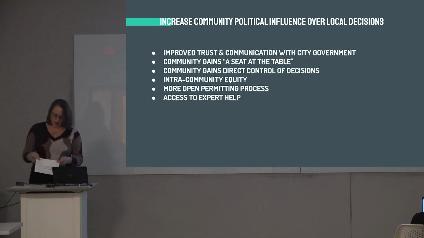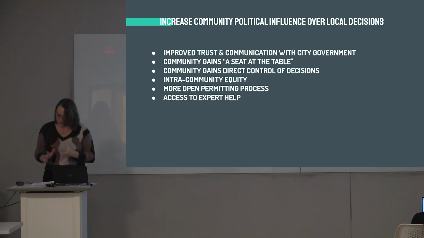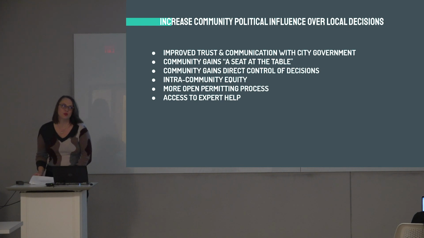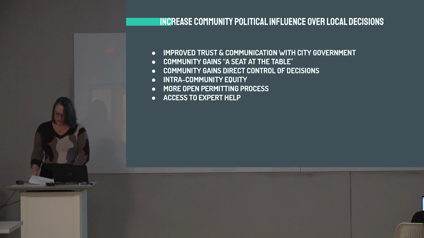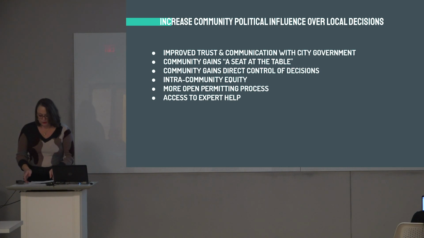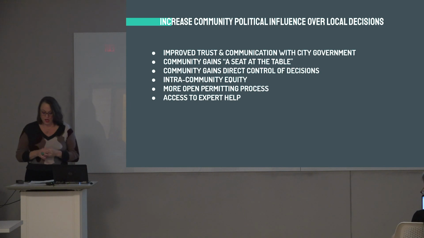Our second goal was, does it increase community political influence over local environmental decisions? We had six impact categories here. Those were, did the policy alternative improve trust and communication with the city government? Did the community gain seats at the table in decision making? And did the community gain direct control over any of the decision making? We also looked at whether it would increase inter-community equity, create a more open permitting process, and whether it would provide community access to expert help.